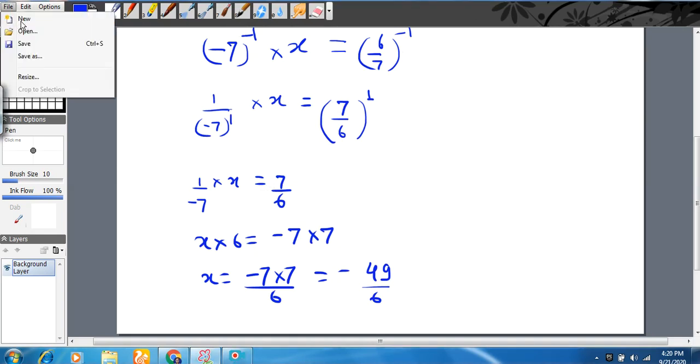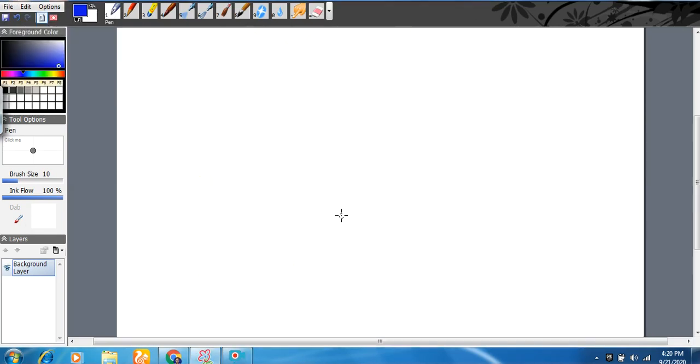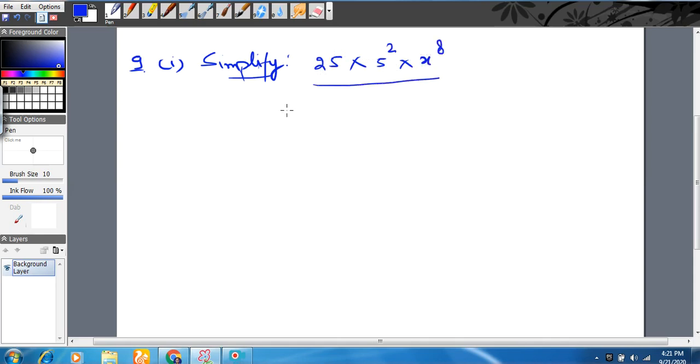I am going to solve the next question, that is question number 9. I will solve 2 or 3 parts. The question is simplify. So the question is 25 into 5 power 2 into x power 8 upon 10 cube into x power 5.